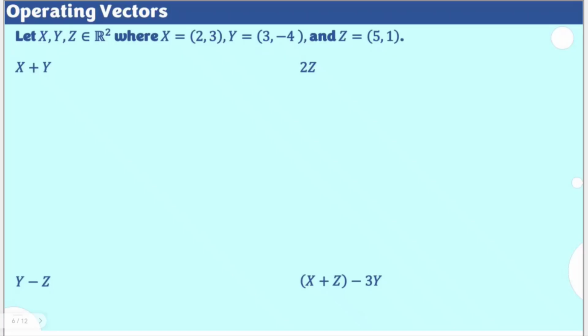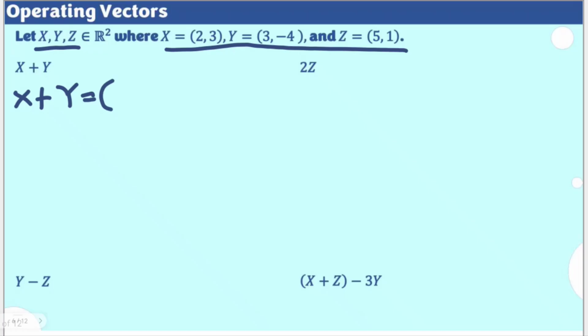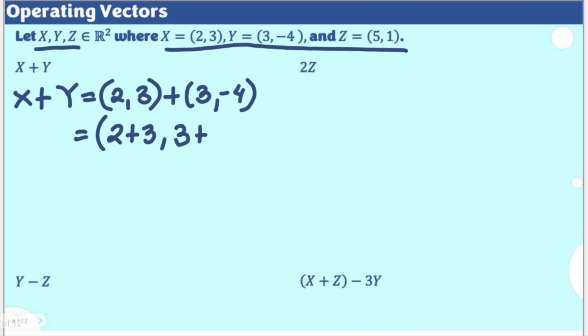So we have here our x, y, and z vectors in R2, and we have here these components. We are first tasked to solve the sum of x and y vectors. So x plus y is simply adding the two vectors, right? The components for x are 2 and 3, plus for y is 3 and negative 4. Vector addition allows us to operate or add component-wise. So this means you have 2 plus 3 and 3 plus negative 4.